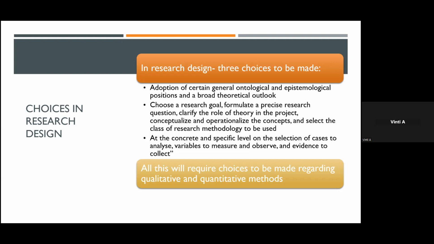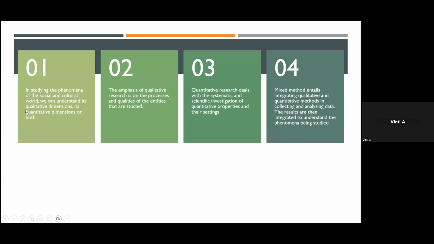But qualitative research does not need to have a hypothesis. It's good to have one, but sometimes in qualitative research you can still do without a hypothesis. Qualitative research is also called a process evaluation. It is on the processes and the qualities of the entities that are studied, whereas quantitative research is more the systematic and scientific investigation of quantitative properties and their settings. Mixed method is integrating both qualitative and quantitative.